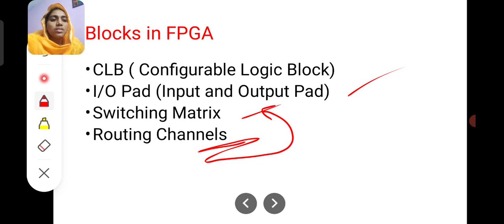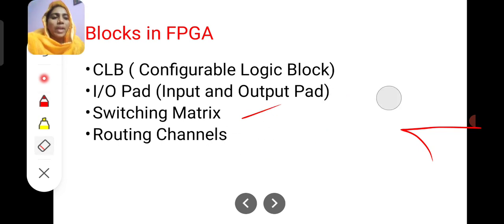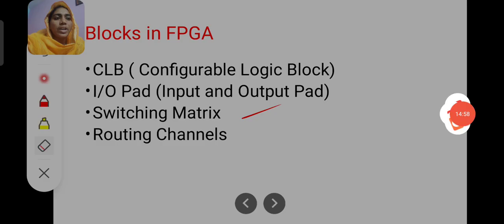So right, this is about this class. In the next class, I'm going to explain about different types of VHDL.